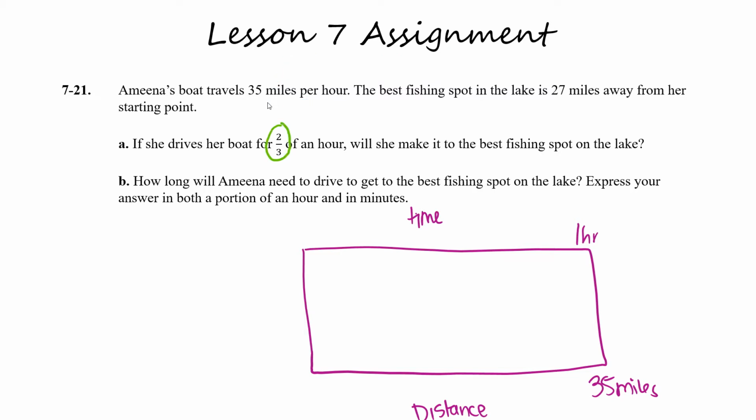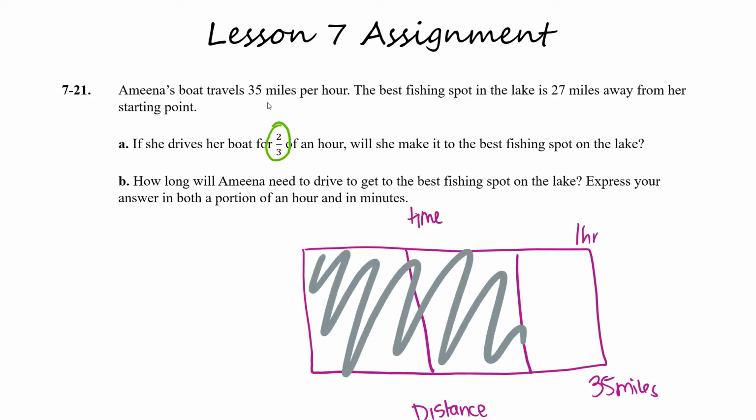All right, so A says we're trying to figure out 2/3 though. So I'm going to divide my tape diagram into 2 equal sections so that each one represents 1/3. So I have 2/3 of an hour, and I'm trying to figure out the distance represented by 2/3. All right, that's your hint for part A.